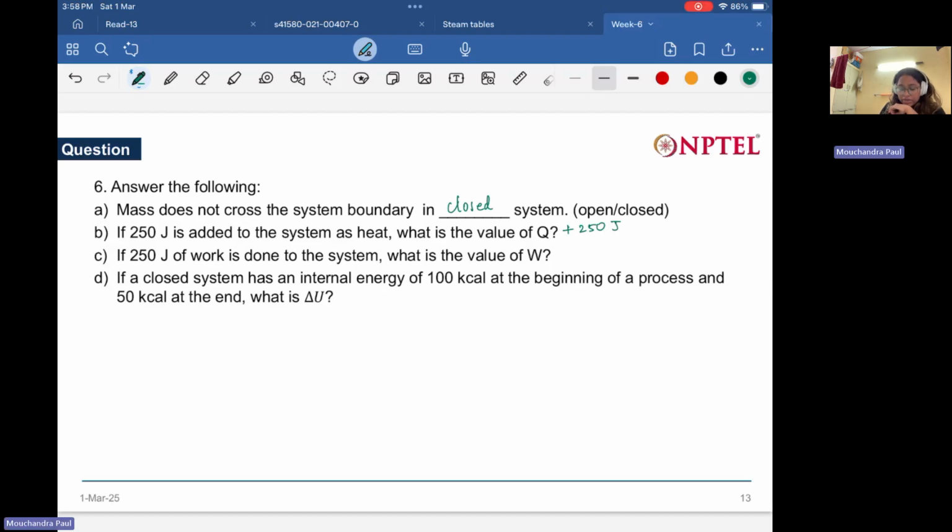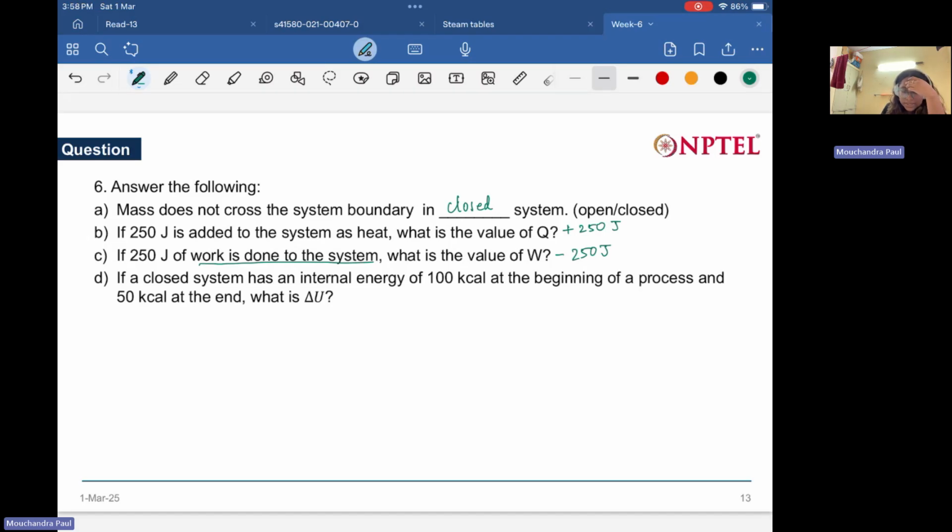Part C. If 250 joule of work is done to the system, then what is the value of W? Work is done to the system. So W will be minus 250 joule, right? The W or the work will become negative.